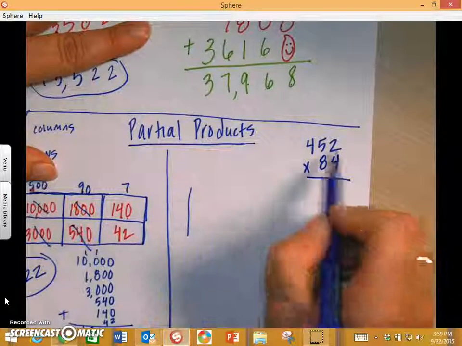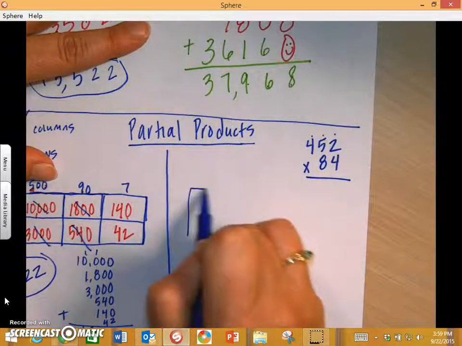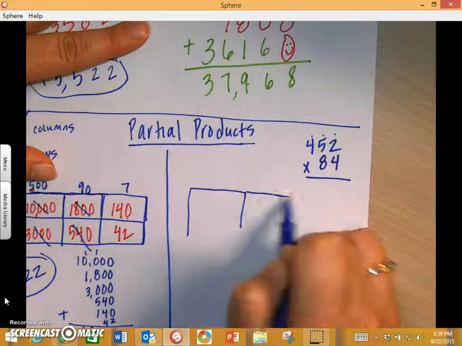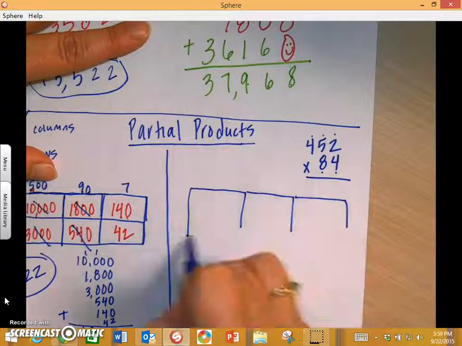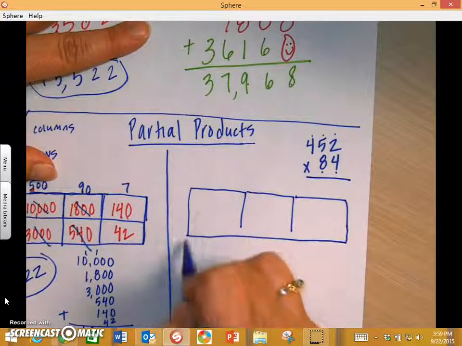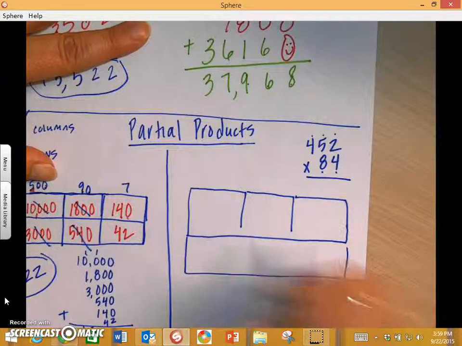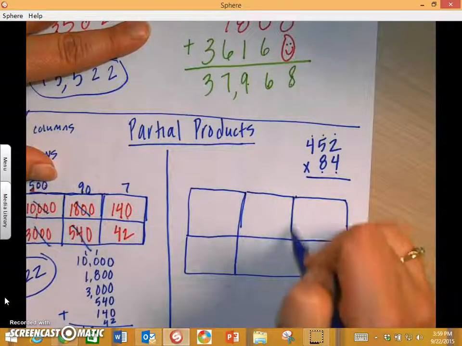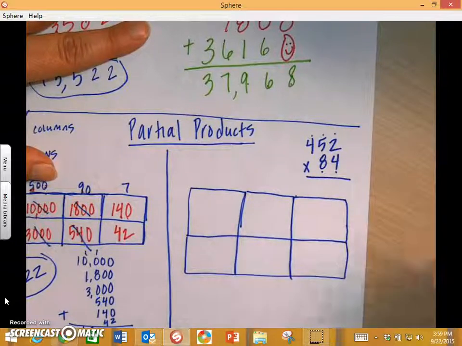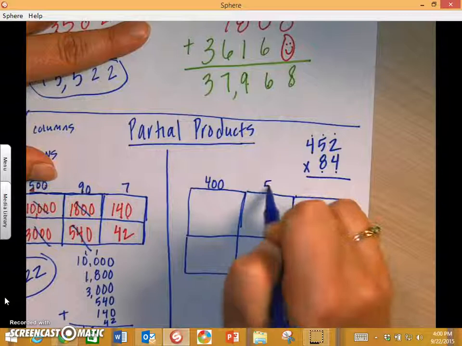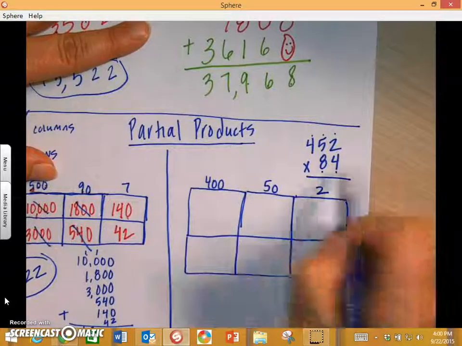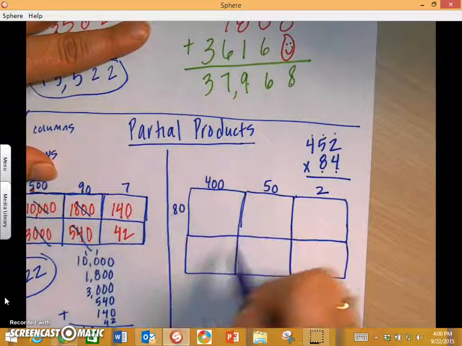So again, we need to set up our box. There's 3 digits on the top. So I need 3 columns. There's 2 digits on the bottom. So I need 2 rows. Okay. And then I just put this number on the top in expanded form, 400 plus 50 plus 2. This is 84.